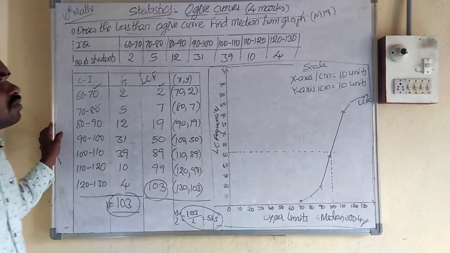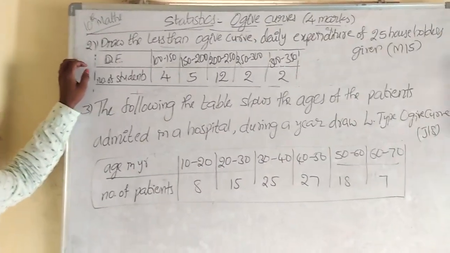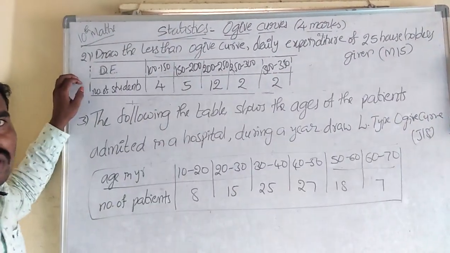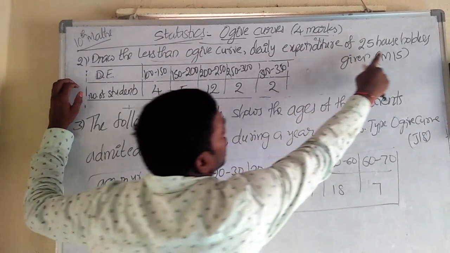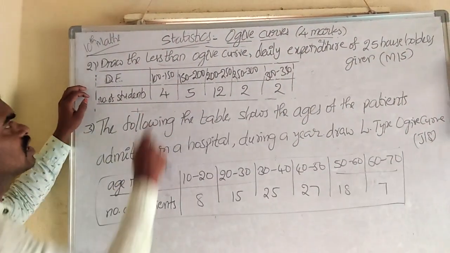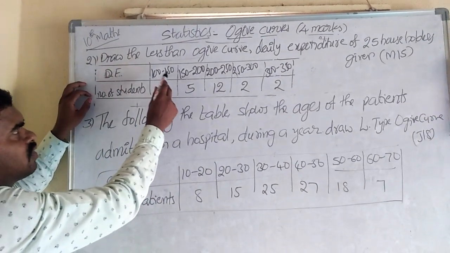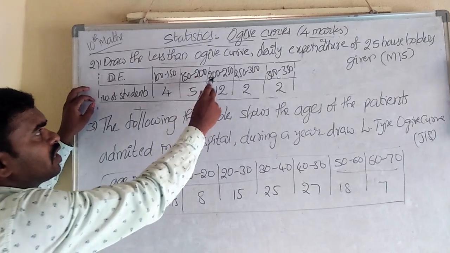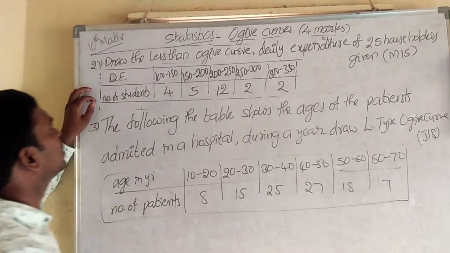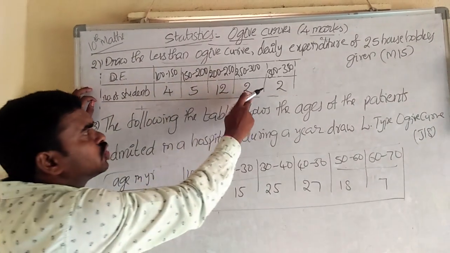Let us take one more question. I'm taking the second question. Similarly, draw the less than ogive curve. Daily expenditure of 25 householders is given. Now just asking only for the less than curve. Daily expenditure is given as 100 to 150, 150 to 200, 200 to 250, 250 to 300, 300 to 350, where the numbers of householders are 4, 5, 12, 2, 2.